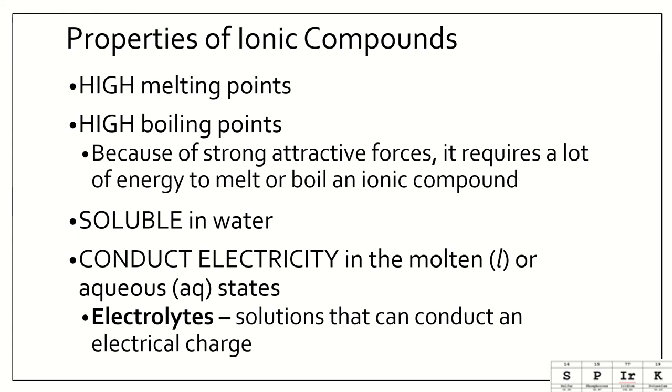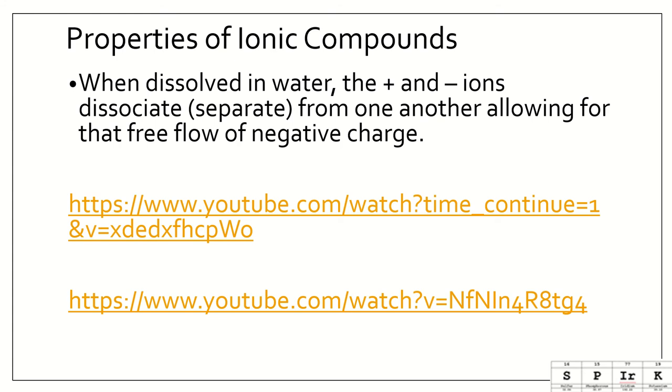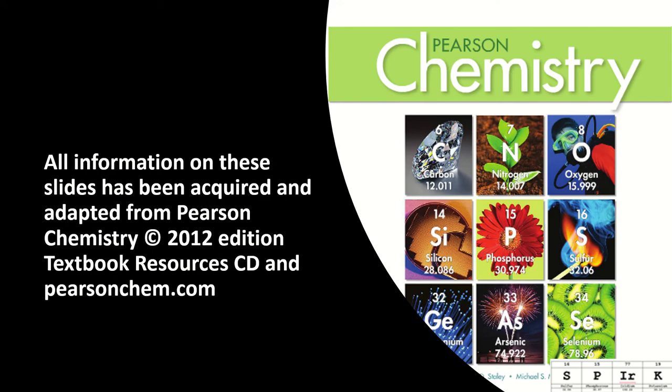Really, if we boil it down, we only need salt and water to survive because our neurons are firing and we need that electrical charge to stay alive. So when dissolved in water, the positive and negative ions dissociate, which means that they separate from one another, allowing that free flow of a negative charge. And as you can see here, we'll dive into these YouTube videos tomorrow in class.